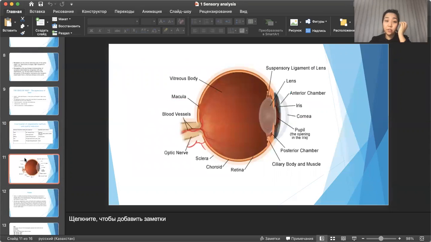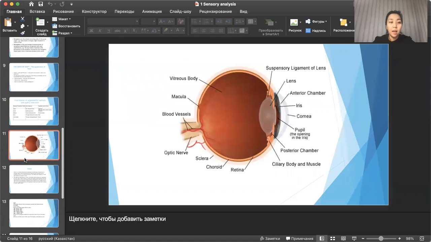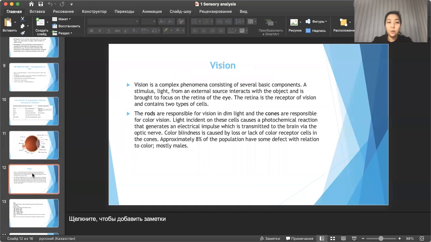So in this slide, you can see what our eye looks like, in how many parts it is divided, and how many components there are. The main receptor of the eye, with which we can detect light, is the retina. So vision. Vision is a complex phenomenon consisting of several basic components.